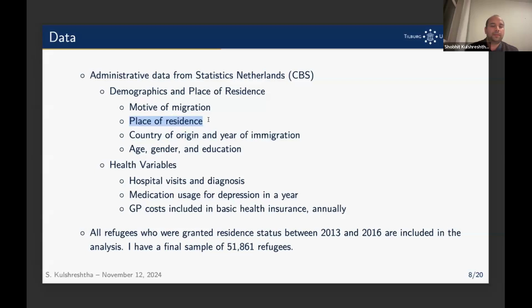I can follow them from where they are living, so I can basically follow their municipalities over time. I know from which country they're coming, the year of immigration, age, gender, and education. For health variables, I have hospital visits and diagnosis, and this I know date-wise. So I can see whether the person visited a hospital on a particular day and what the diagnosis was when they visited the hospital.